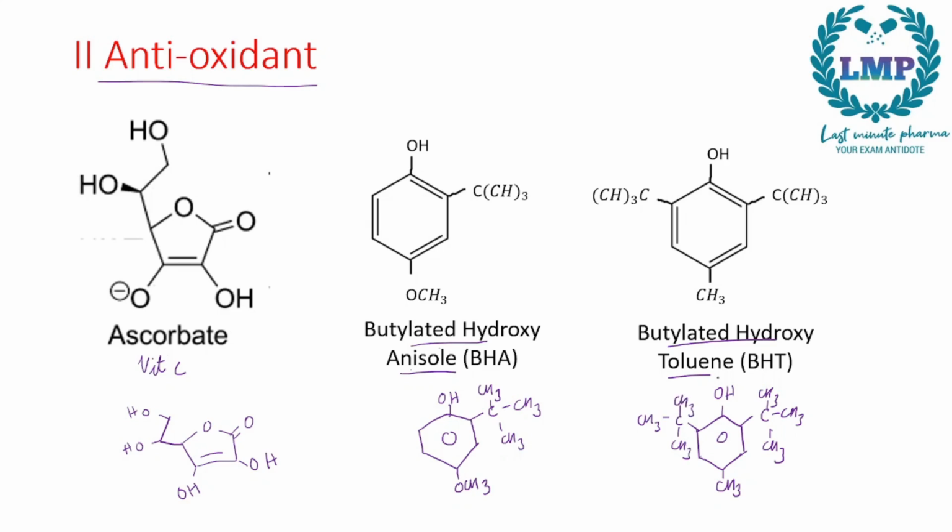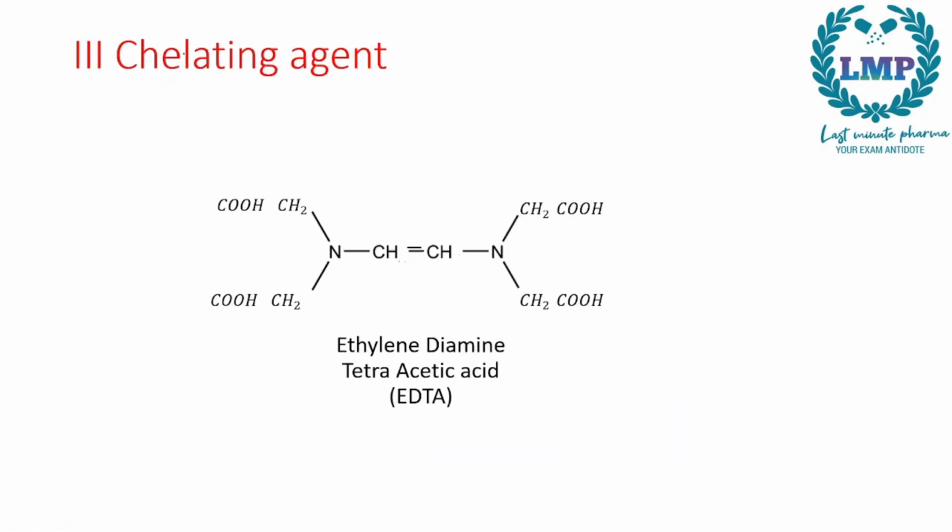So we have butylated hydroxytoluene, ascorbic acid, butylated hydroxyanisole and butylated hydroxytoluene. Next up we have our chelating agents. In chelating agents we will look at the structure of ethylene diamine tetraacetic acid. Now how do we remember this?